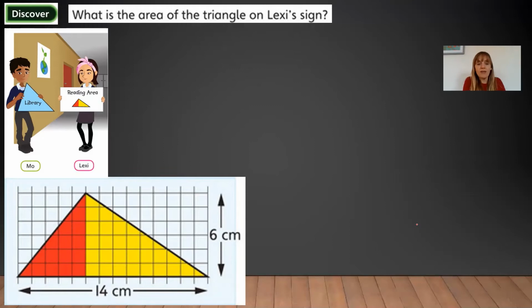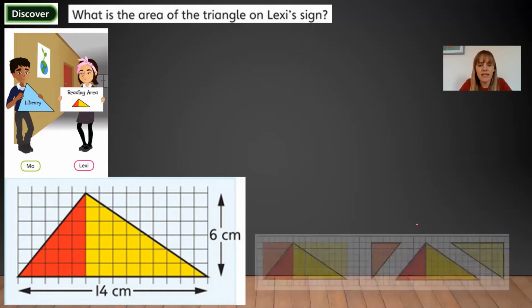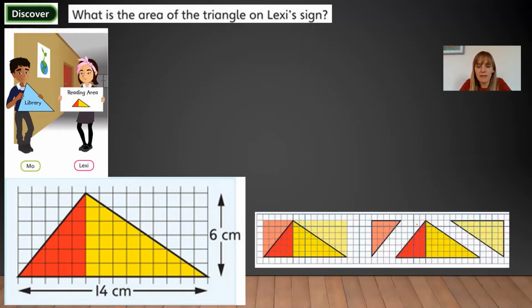In order to calculate the area of this triangle, there are 2 ways we can do it. When Mo did this initially, he thought, I can see that this triangle is still part of a rectangle. What I'm going to do is calculate the area of the yellow triangle first, and then the area of the red triangle, and then add them together. I can do that because I've got the squares on this paper, and I know this is going to be possible because I've got a right angle in there.